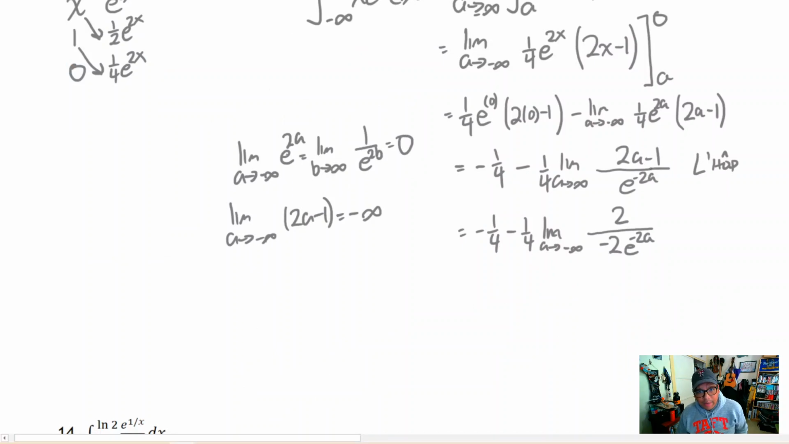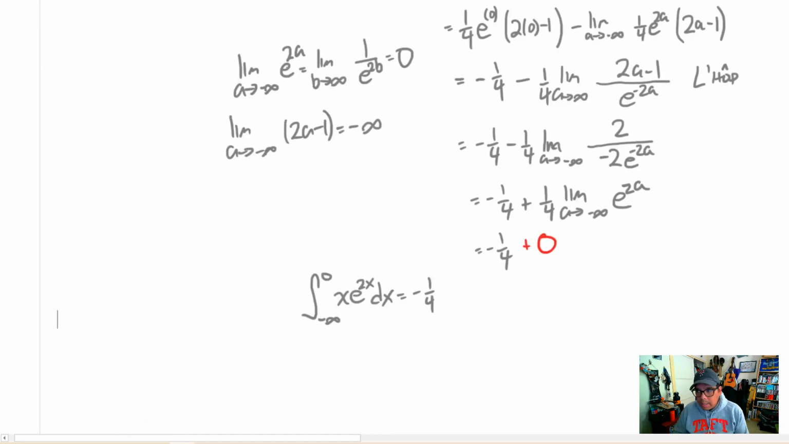The derivative of 2a minus 1 is just 2. And the derivative of e to the negative 2a is negative 2 e to the negative 2a. That's going to simplify to 1/4 the limit as a approaches negative infinity of e to the positive 2a. And as we already discussed, this is going to go to 0. So when you put it all together, you get that the integral from negative infinity to 0 of x e to the 2x dx, that's just negative 1/4.